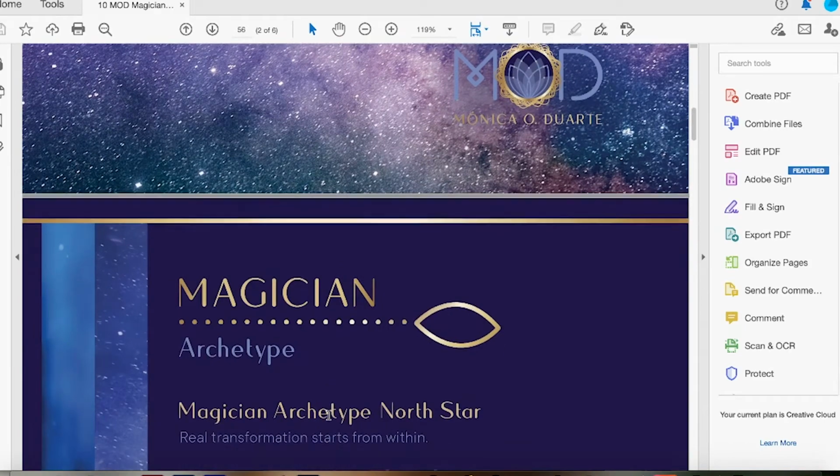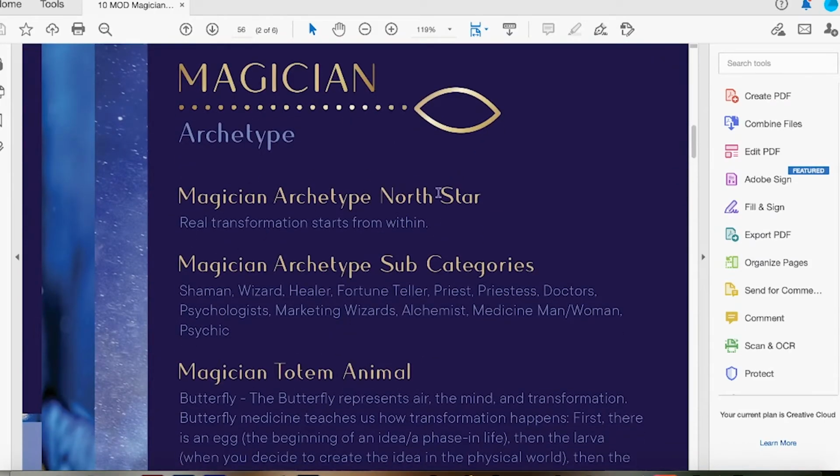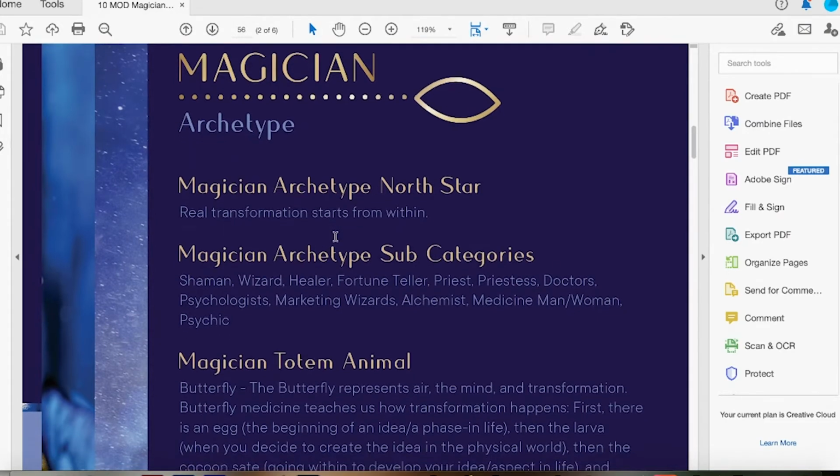So the first section here will talk about your North Star. The North Star is basically where your archetype is pulled towards. So for the magician, it is real transformation starts from within. So that's where you are going in your life, or what your essence is. So that's what that means.